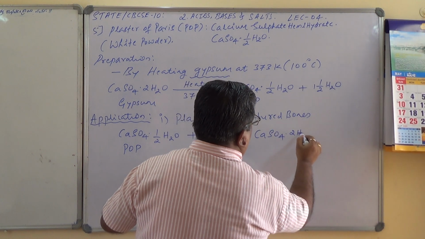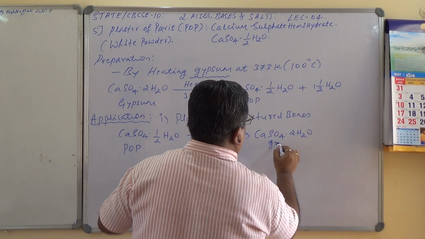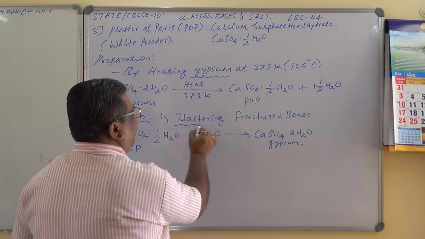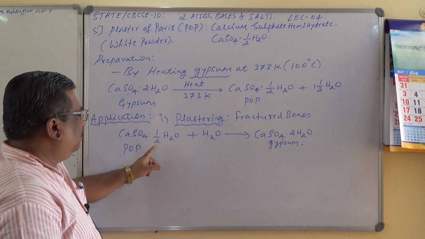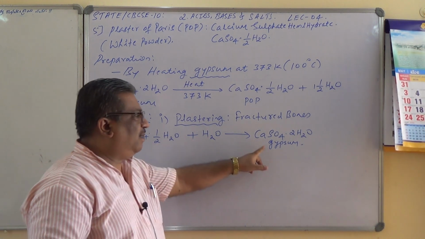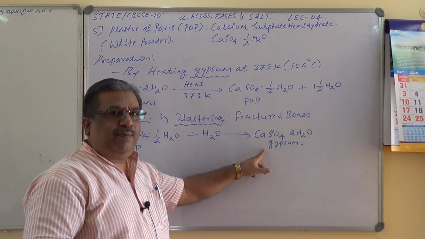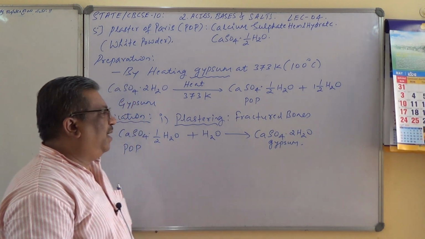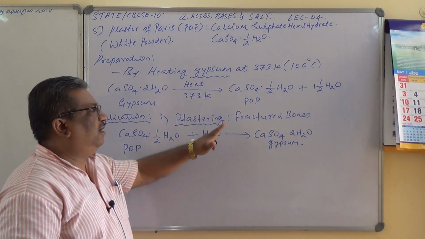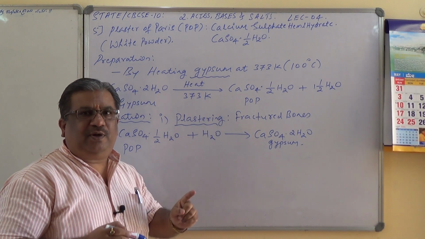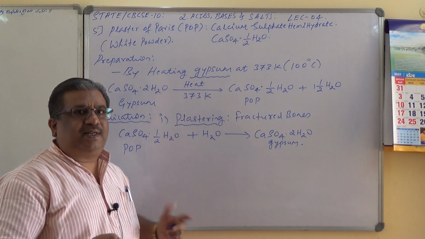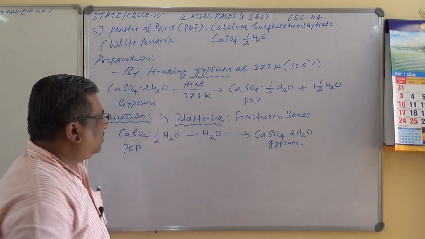CaSO4·2H2O. So plastering actually means they will mix water into the plaster of Paris. It will become a hard and solid mass and set there, and therefore it is able to keep the fractured bones in position for a longer time, so that the bones will get rejoined once again by development of the bone cells.